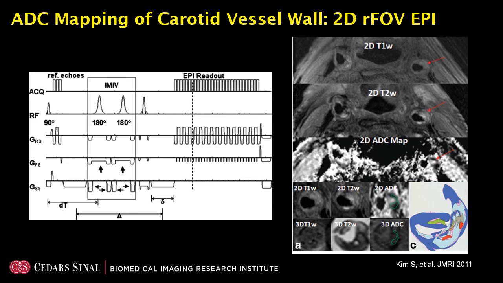This is work by Kim et al. to use diffusion weighted images for carotid plaque characterization. They designed a reduced field of view EPI method using inner volume excitation to allow high resolution single shot acquisition of the plaque. We can see the ADC values in the lipid-rich necrotic core are significantly lower than the fibrous tissue.